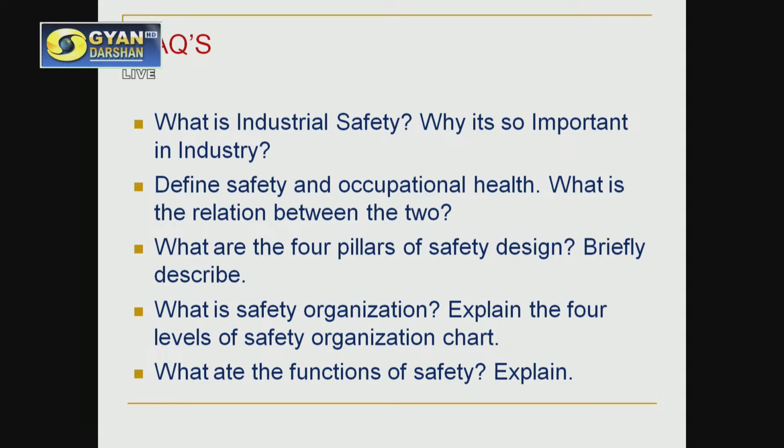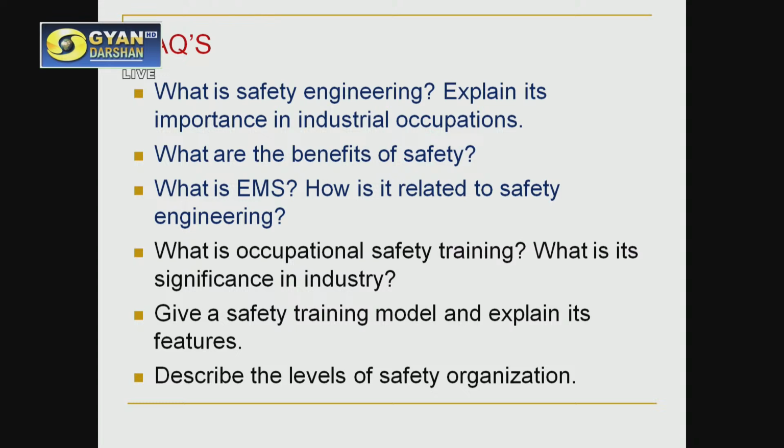And next, what is the safety organization? Explain the four levels of safety organization with a suitable flow chart. What are the various functions of safety? Explain briefly. What is safety engineering? How does safety engineering help in designing industrial safety? What is the importance of industrial occupations? What are the benefits of safety in industry? What is EMS? How is it related to safety engineering? And what is occupational safety training, and what is its significance in the industry?